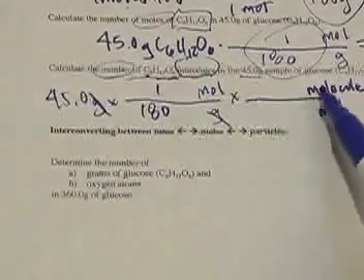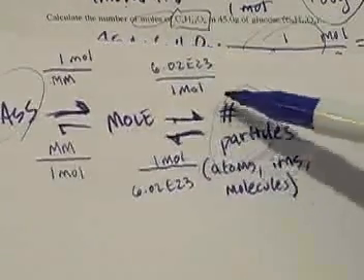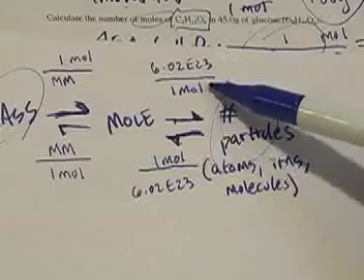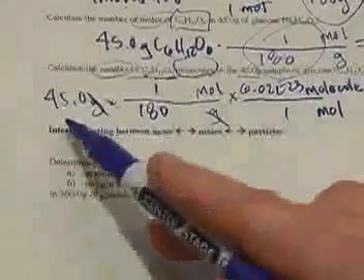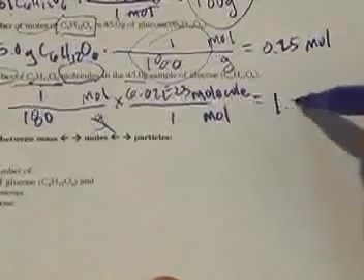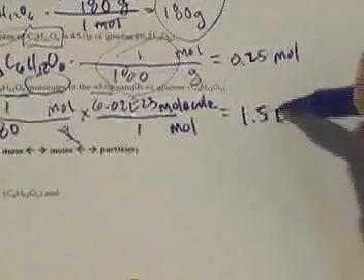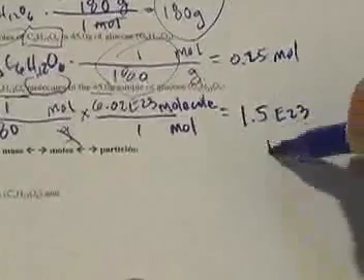Next, I'll multiply it by the number of molecules in 1 mole. And if I look, what's the number of molecules in 1 mole of anything? Well, it's Avogadro's number, 6.02 times 10 to the 23rd molecules in 1 mole. Now I can take 45 divided by 180, which is actually 0.25, times 6.02 times 10 to the 23rd, and if my math is close to right, I think I end up with about 1.5 times 10 to the 23rd molecules.